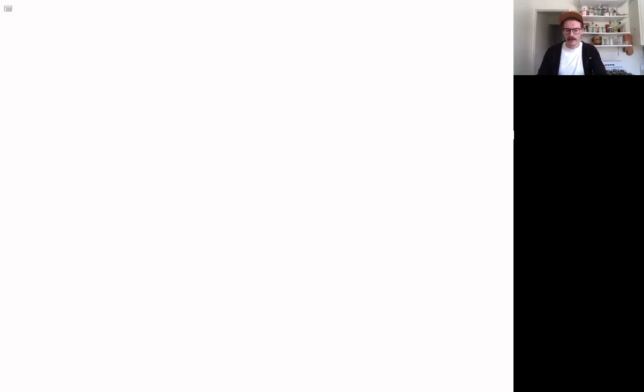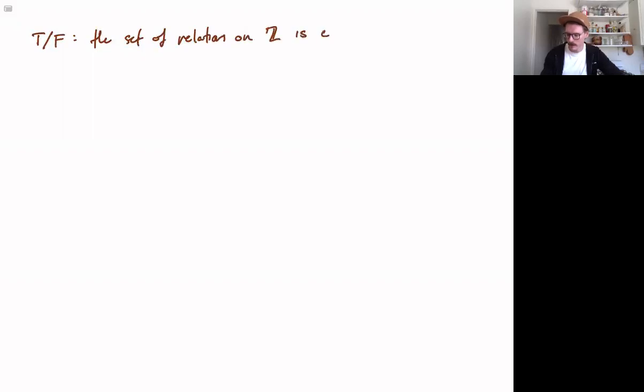Let's have a little review problem that is combining something we've talked about, cardinality from the first half, and what we talked about with relations from the second half. So here is maybe a true or false question. The set of relations on the integers is countable.